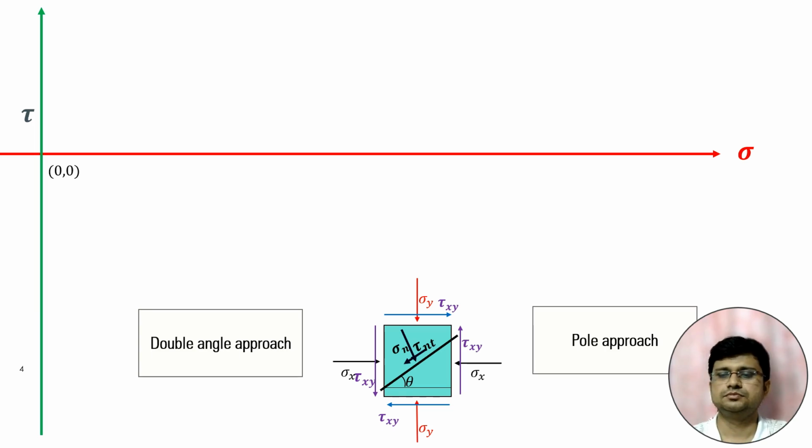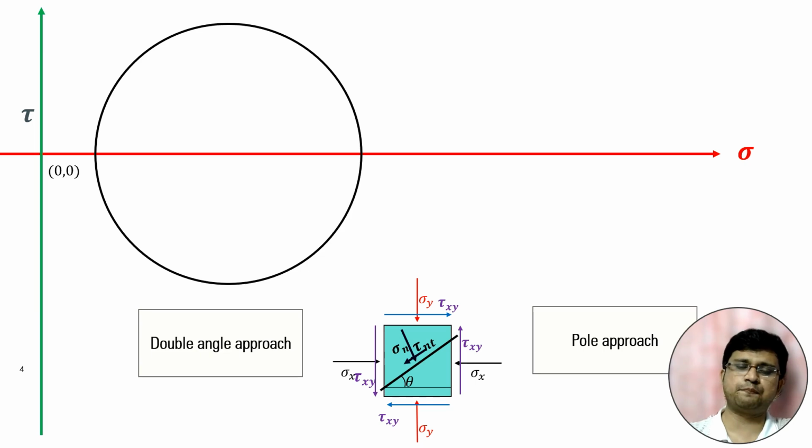Now one thing is very important. What I have discussed till now, I have discussed in detail in the previous video also. But this particular thing is very important for soil mechanics. This thing is the concept of pole. This is very important for determining the failure plane.